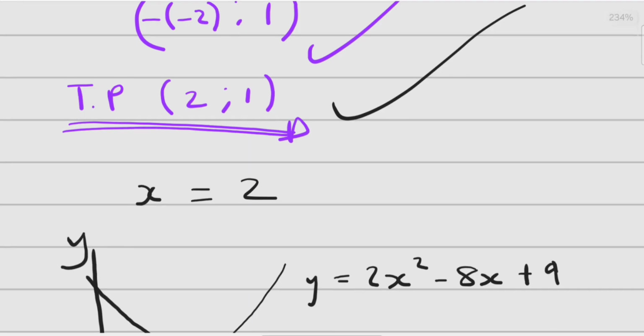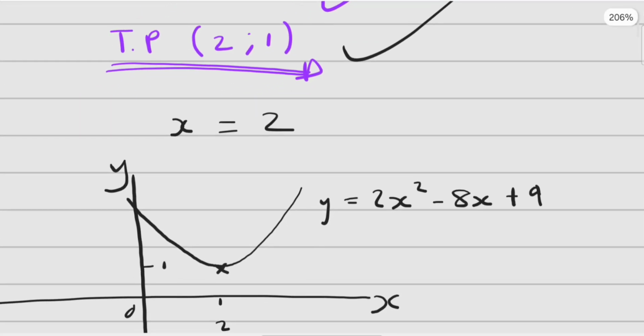Mind you, the reason why I'm calling this a general sketch is because this graph might not be touching the y-axis for a given range, but if you're asked to make a general sketch, you can sketch it like this. The important points are this one, and if the question is 2 or more marks, this one as well.